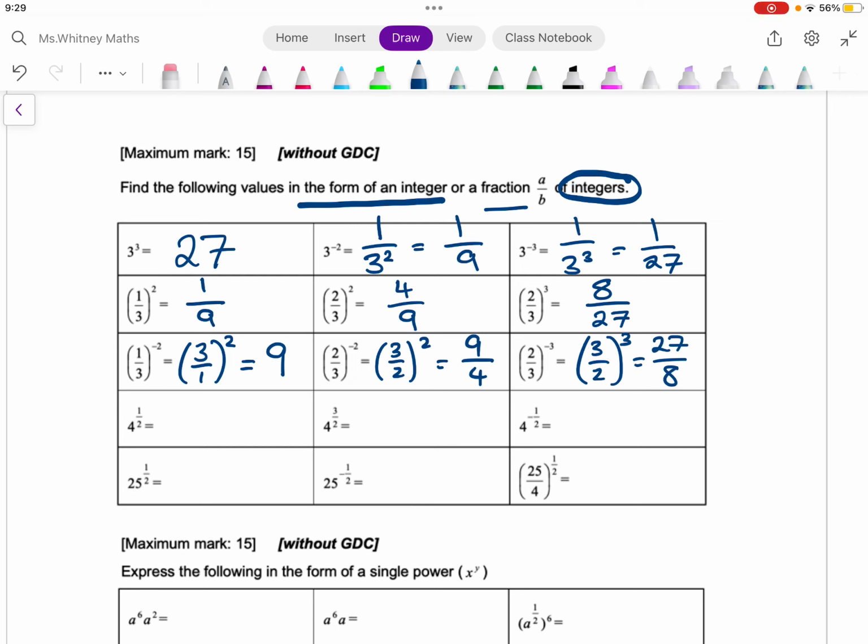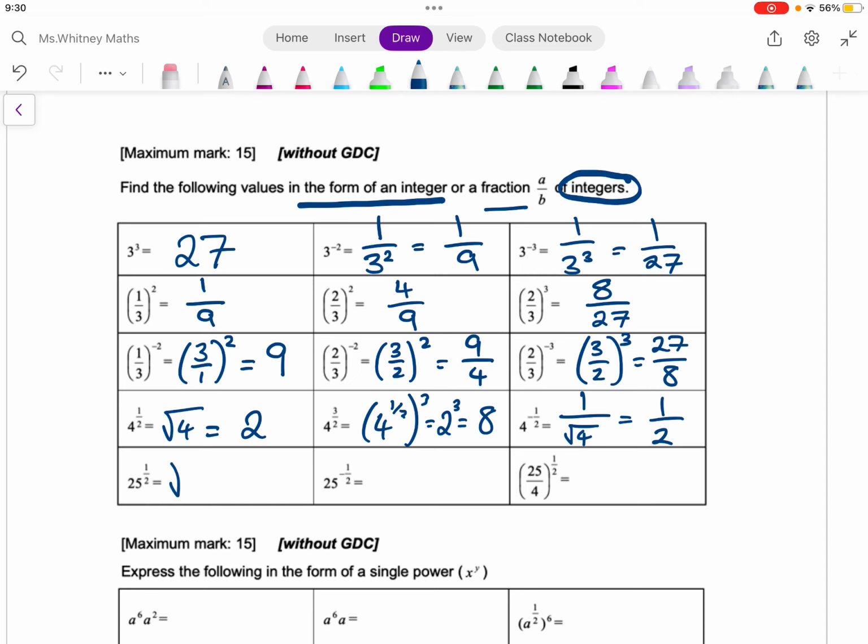Okay, next one we've got to the power of a half, which is the same as the square root of 4, which is just 2. Next one here, let's make it 4 to the half, and then we're going to take the 3 out. So it becomes 2 cubed, which is 8. So take the numerator out of the bracket. And this one here, we have a negative, so it becomes 1 over root 4, which is 1 over 2. Because of the negative, it becomes a fraction.